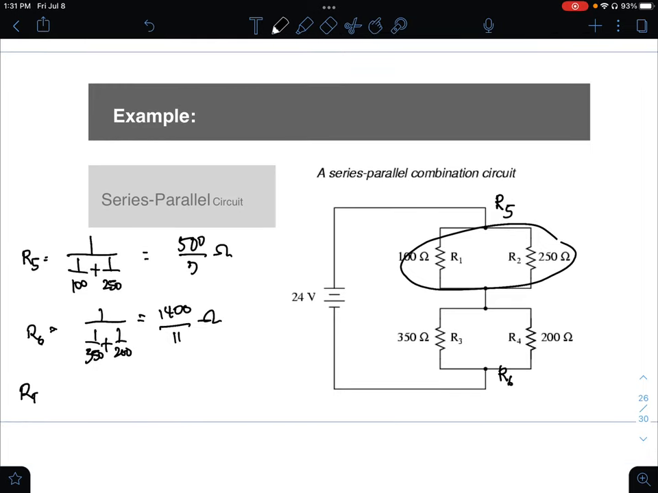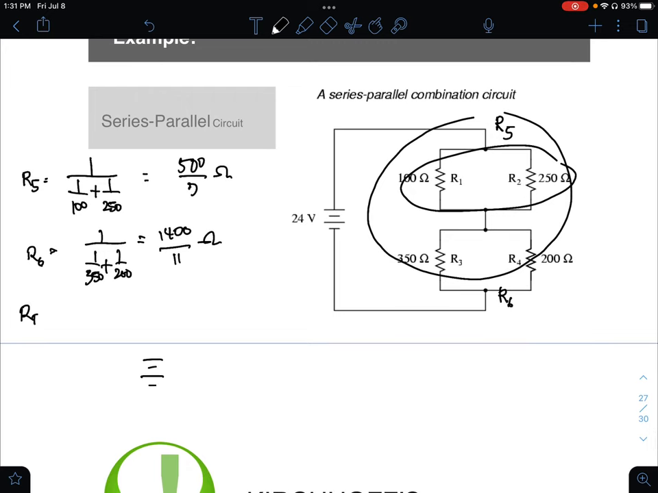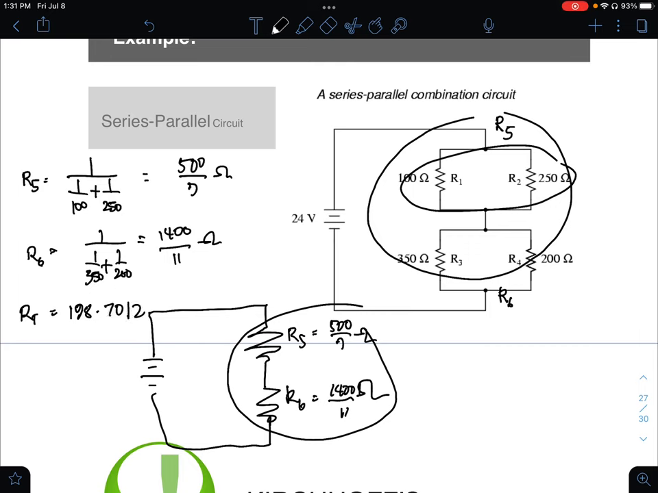So the R total, since if we rewrite this circuit, it will become like this. So we already have R5 here, which is 500 over 7 ohms. And then our R6 became 1,400 over 11 ohms. Okay, so you can see they became series. So to get the total resistance, we need to add R5 and R6. We get 198.7012987 ohms, and that is the total resistance.